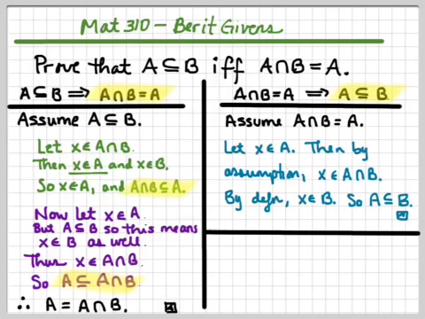Okay? I hope this helps. The parts of this proof really aren't that hard, but I think the hard thing about this proof is just keeping track of exactly what you're supposed to be doing at each step and what order everything goes in.